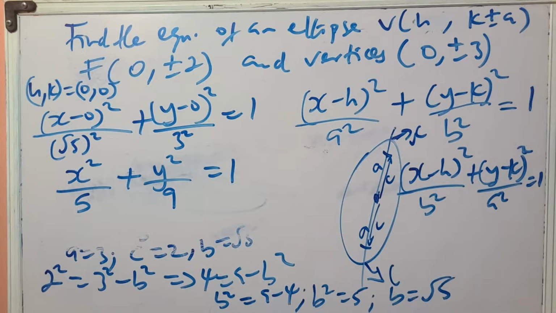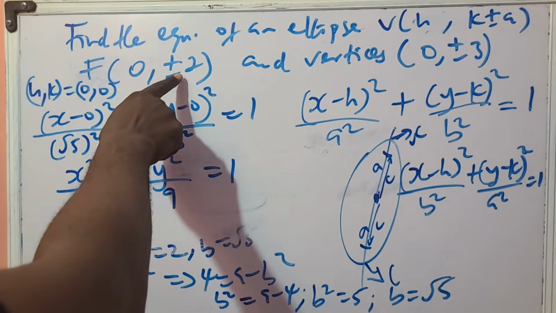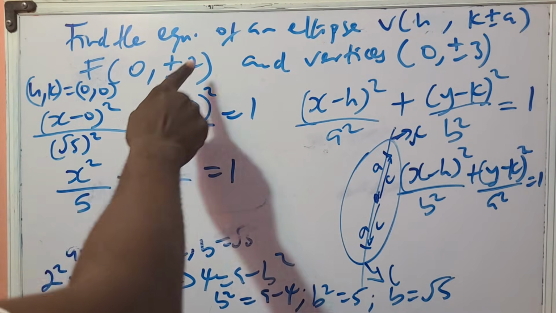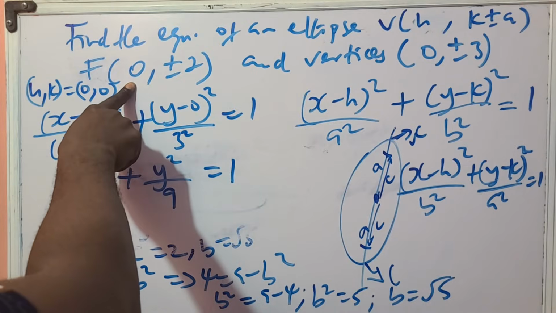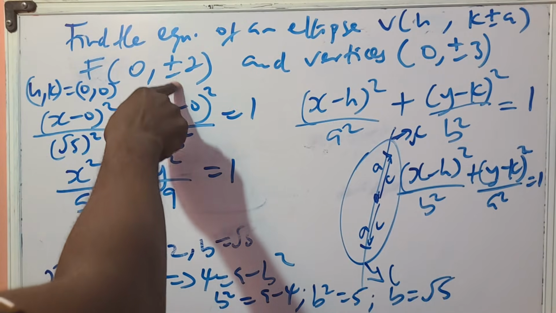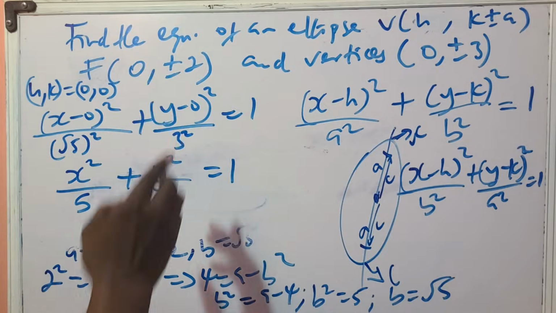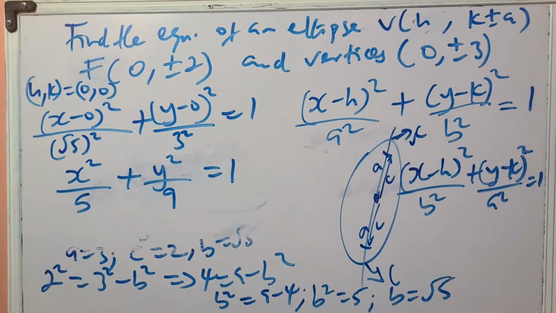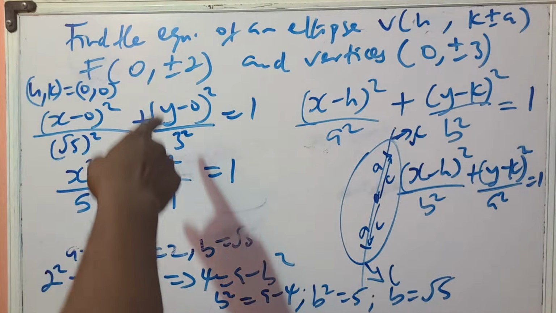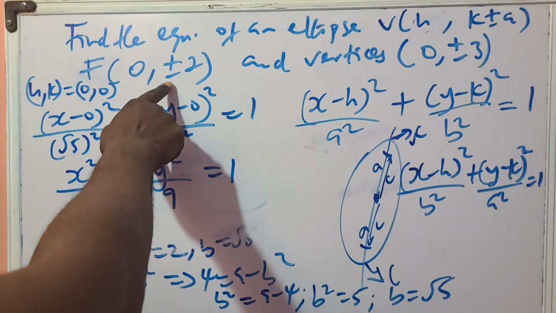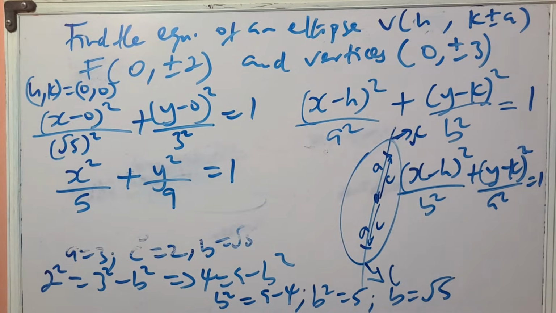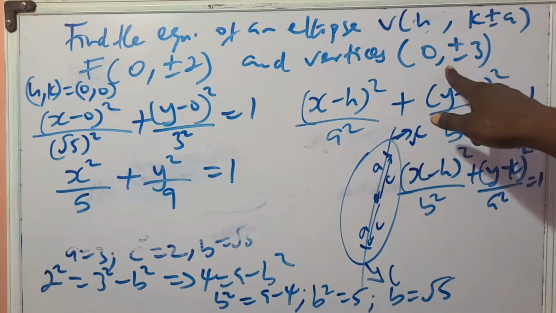This tells you already that the foci was along the y plane, because this is the x coordinate 0. This is the y coordinate plus or minus 2. So the foci was moving along the y plane, and the foci is always on the longer axis. Your foci will not be on the shorter one. Same thing goes for the vertices. It's along the y plane.